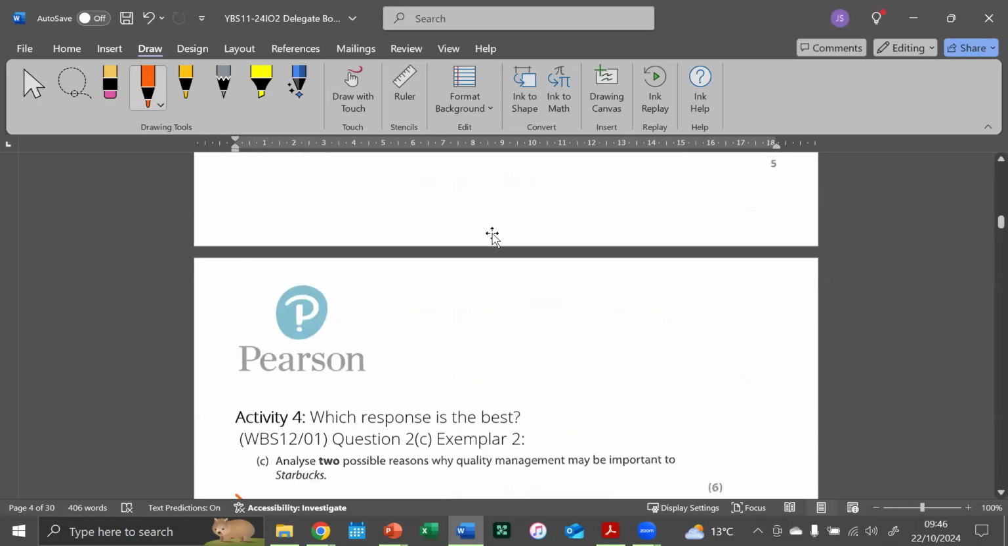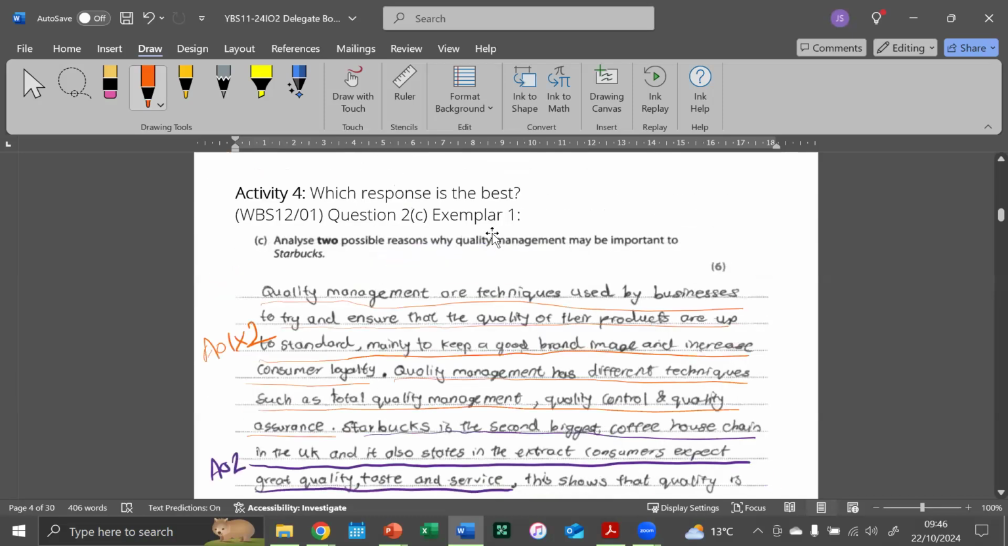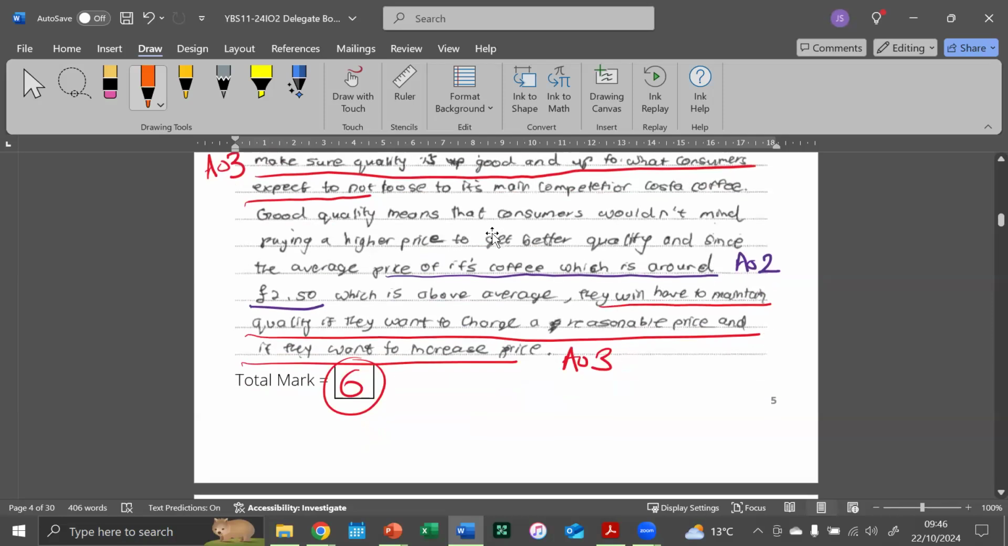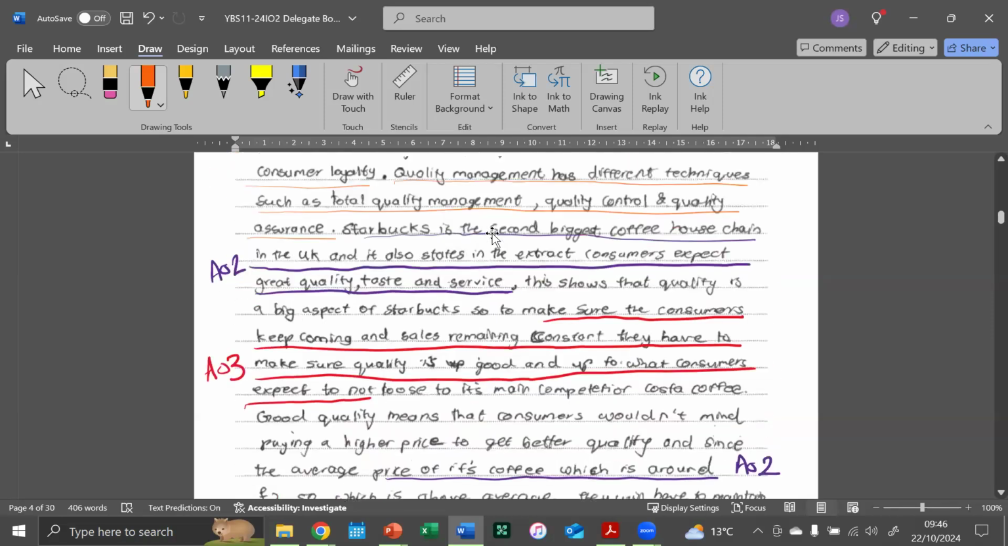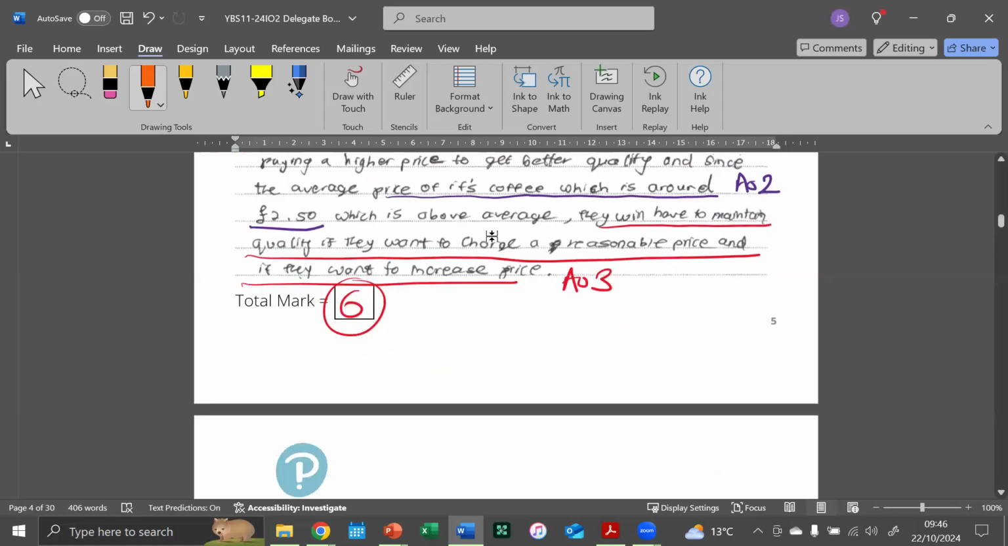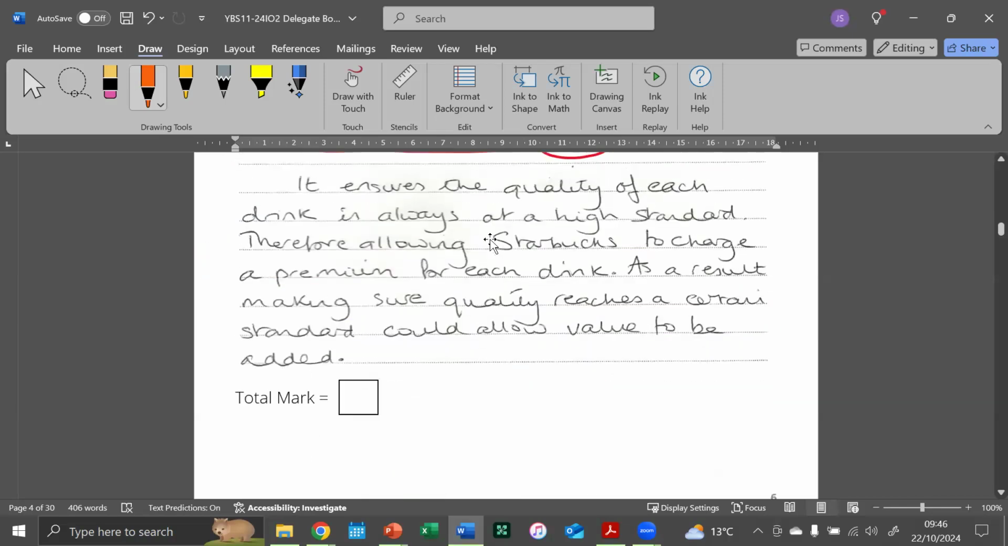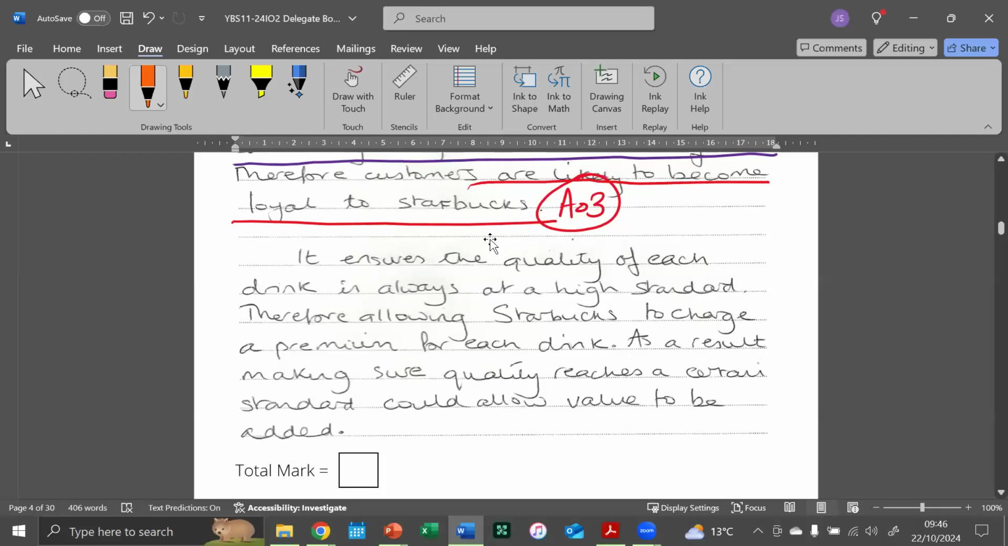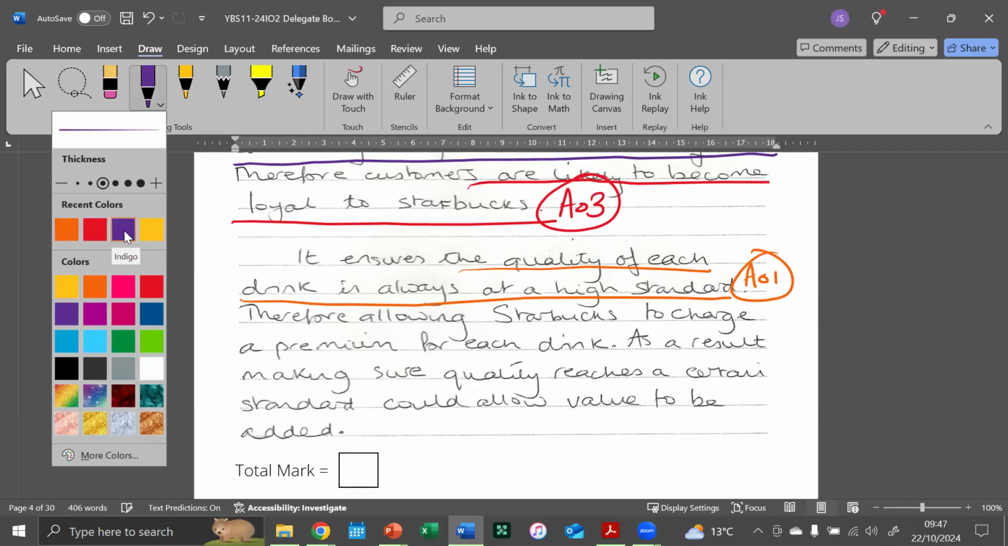And you compare that to the previous one. Look at this. It's huge. It's absolutely massive. And look at how much in there is possibly not really underlined. Or if it is underlined, as to how that can be streamlined or pared back to say the same thing in less words. Let's move on to the second bit. Again, we're back into orange. It ensures the quality of each drink is always at a high standard. Yeah, that's what quality management does. That's a reason for having quality management. AO1, switch colors. Therefore, allowing Starbucks to charge a premium for each drink.